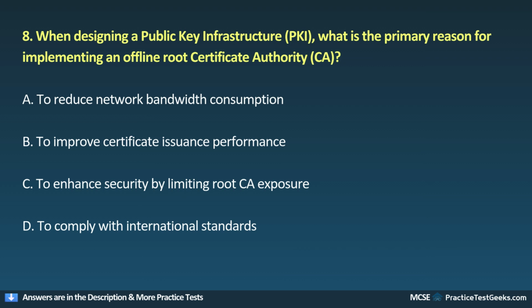8. When designing a public key infrastructure, PKI, what is the primary reason for implementing an offline root certificate authority, CA? A. To reduce network bandwidth consumption. B. To improve certificate issuance performance. C. To enhance security by limiting root CA exposure. D. To comply with international standards.